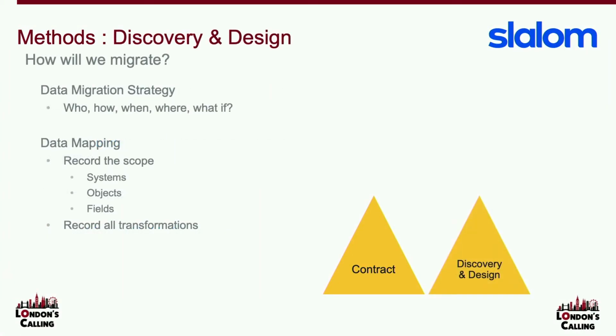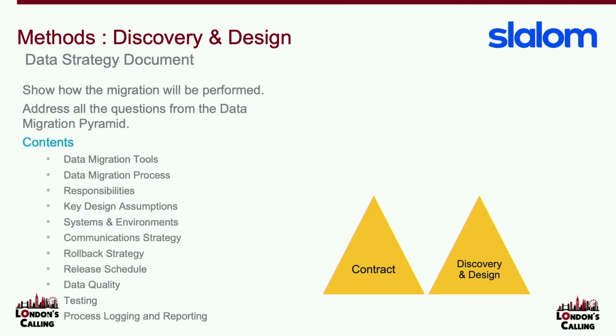So moving on to that discovery and design part, what are we going to do? What are we trying to find out in this part of the project? So we want to know how we are going to do the migration. We need to come up with a data migration strategy, which covers how, who, when, where, and what if. And then we want to look at a data mapping, which is a lot more detailed and covers the scope of the migration. So which objects, which fields, which systems, and what transformations do we need to do?